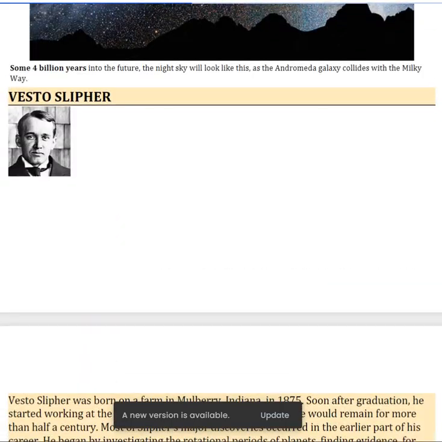"In the great majority of cases the nebula is receding, the largest velocities are positive. The striking preponderance of positive signs indicates a general fleeing from us or the Milky Way." Vesto Slipher. Some 4 billion years into the future, the night sky will look like this, as the Andromeda Galaxy collides with the Milky Way.